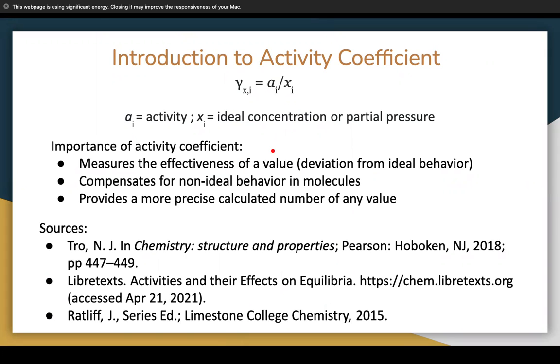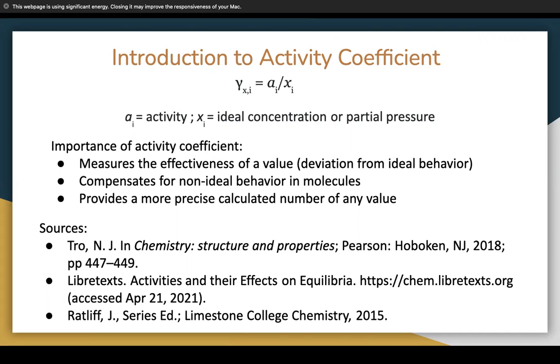So the importance of the activity coefficient is that it measures the effectiveness of a value. And what I mean by that is that it measures the deviation from ideal behavior. And this is super important because we're mathematically applying chemical concepts or chemical theories. We're not taking into account that there is non-ideal behavior going on by molecules in reality. So this activity coefficient compensates for non-ideal behavior in the real chemical world that we don't see in chemical concepts or theories.